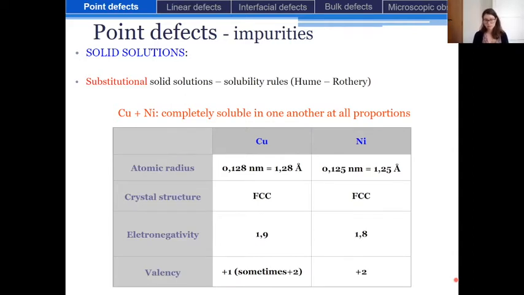And so since these two elements fulfill the four solubility rules, we observe that they are completely soluble in one another at all proportions. So either copper is the solute element and nickel is the solvent, or the contrary, and they are completely miscible. They will form a substitutional solid solution at any proportion of these two atoms.